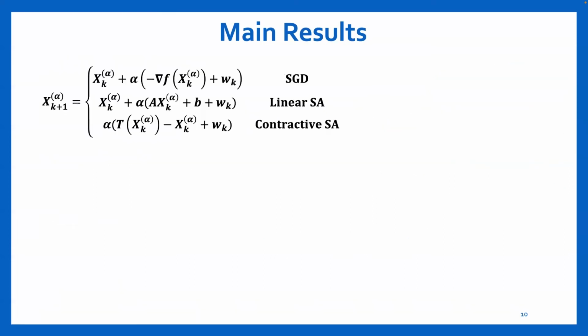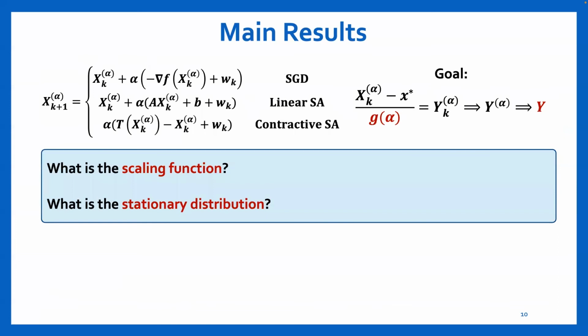For these three types of stochastic approximation algorithms, our goal is to find the scaling function and characterize the weak convergence. Basically, we're going to answer these two questions: what's the scaling function and what's the stationary distribution of y?